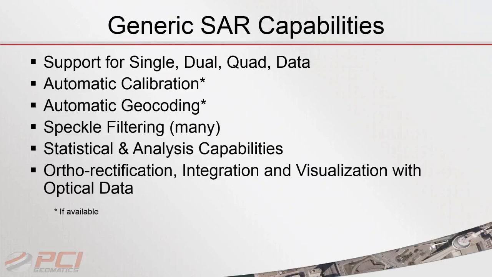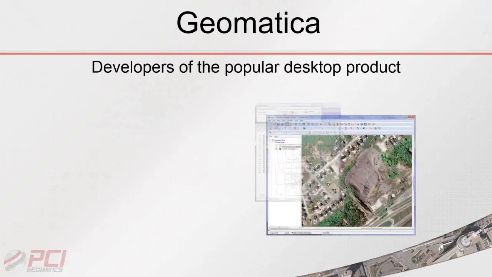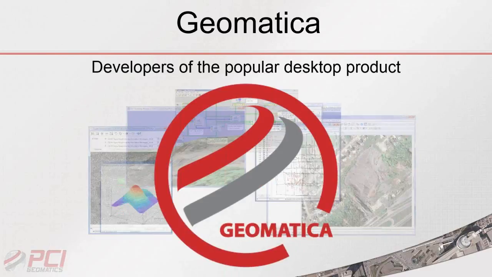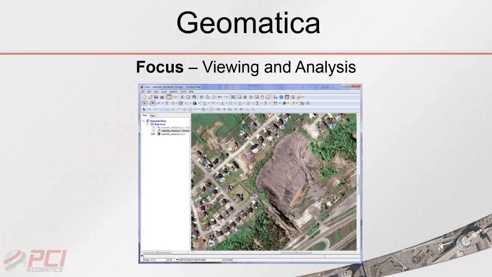So just a few quick words on us, PCI Geomatics. We have been developing remote sensing software for over 30 years. In 2012, we celebrated our 30th anniversary, so we're into our 32nd year, soon to be 33rd. We have a very popular desktop product, as you know, which we're going to be showing here, Geomatica. And it's composed of several tools. We have Focus, which is our viewing and analysis environment. Here we see an optical image, a high-resolution optical image.